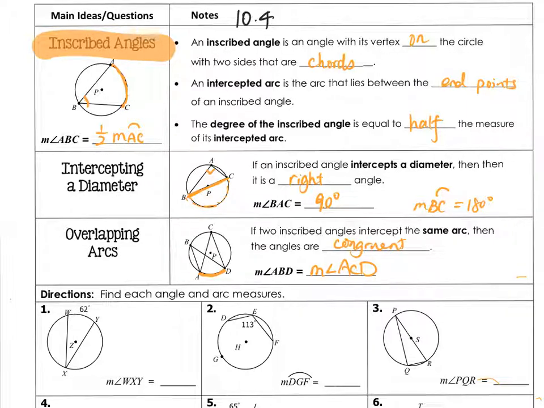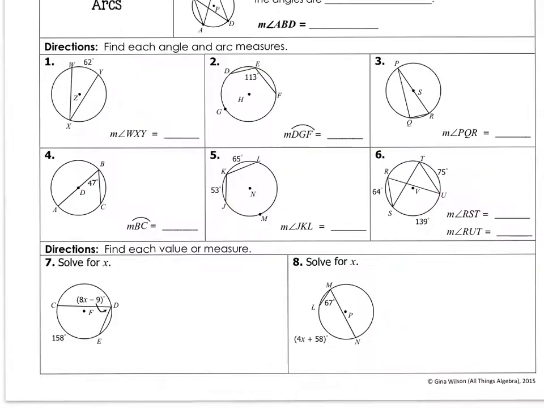Okay, so three concepts about inscribed angles, just a quick review. One is the inscribed angle measure is half as much as the arc measure. Also, when an inscribed angle intercepts a diameter, that means it's a right angle. And thirdly, inscribed angles that intercept the same arc have the same degree measures. So let's take a look at how we're going to use this.